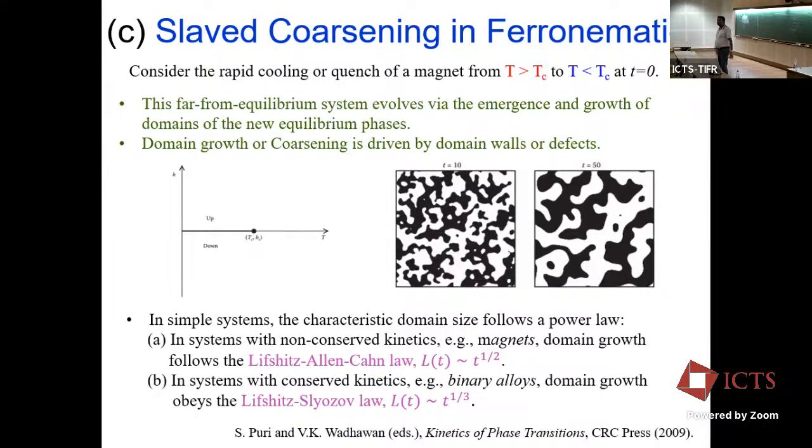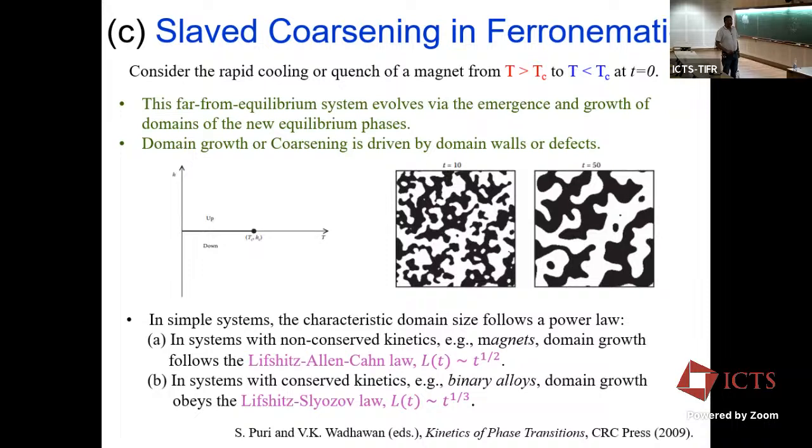So in some approximations called the Gaussian closure approximation, you can actually capture the random walk of these domain boundaries where all the action is happening. And you find out that for simple systems, the characteristic domain size follows a power law. In non-conserved systems like the ordering magnet or the ordering liquid crystal, you get an L raised to power t raised to power half law in time. So that just comes from the interface doing random walks, basically. And this is known as the Lifshitz-Allen-Cahn law.